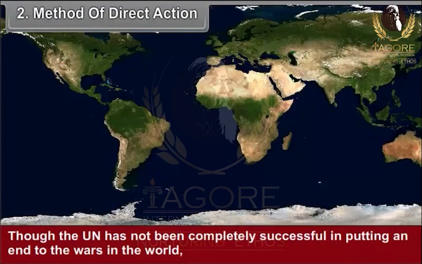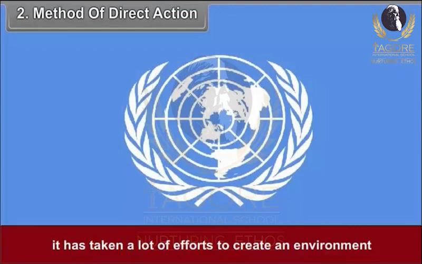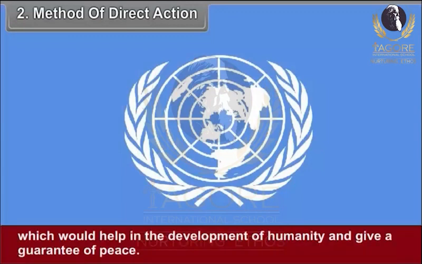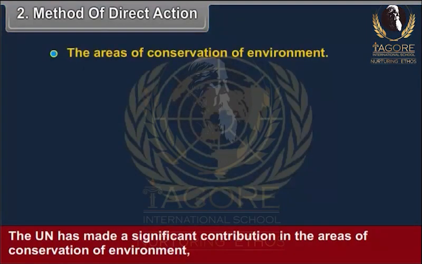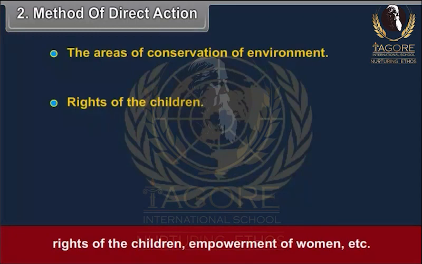Though the UN has not been completely successful in putting an end to the wars in the world, it has taken a lot of efforts to create an environment which would help in the development of humanity and give a guarantee of peace. The UN has made a significant contribution in the areas of conservation of environment, rights of the children, empowerment of women, etc.